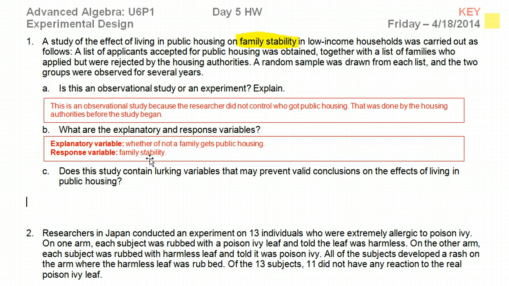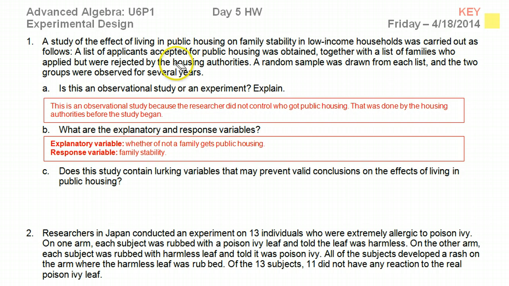All right, moving on to part C. Does this study contain lurking variables that may prevent valid conclusions on the effects of living in public housing? Well, yes, and it goes back to the fact that this was not set up as an experiment in the first place. It's an observational study, and so because the two groups, the public housing group and the non-public housing group, are not the same in the first place.